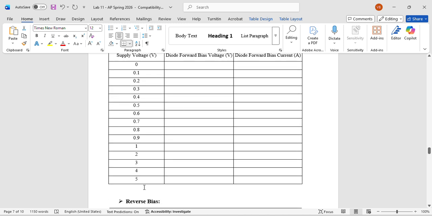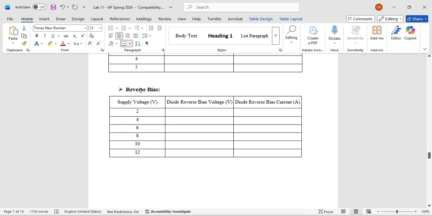But in hardware, for forward, this is okay, we will go up to 5 volts. However, in reverse, using hardware, we cannot go beyond 12 because we will use the Elvis kit. And in the Elvis kit, with the variable voltage, we have a maximum limit of 12 volts. So anyway, we will observe that till 12, it will not conduct.